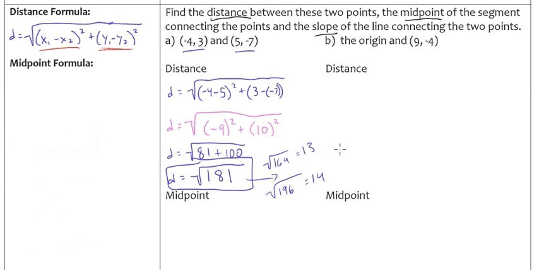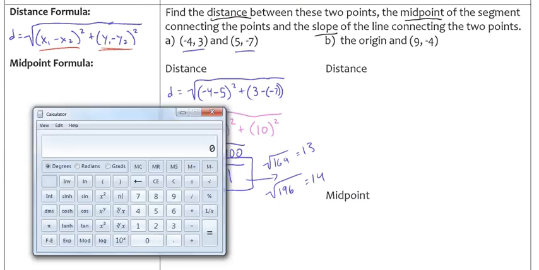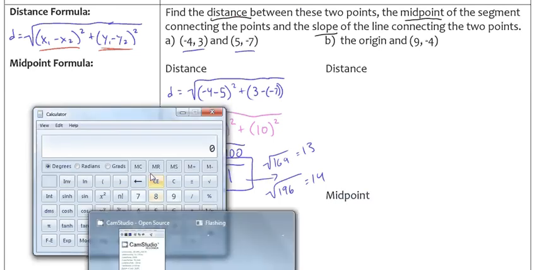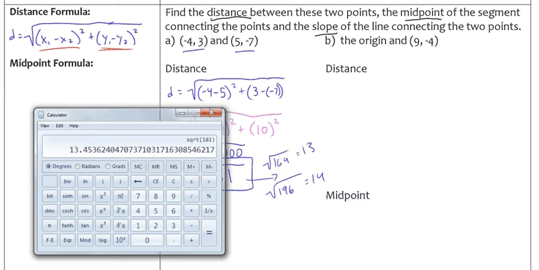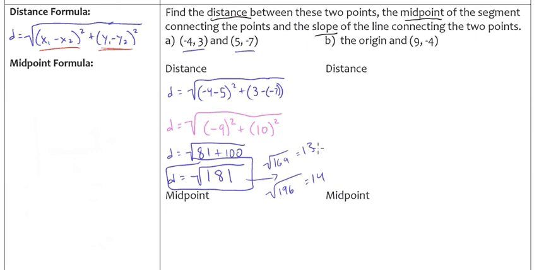And actually, let's go ahead and grab the calculator and find out exactly what it is. So the square root of 181, 13.45. So there we go. If you needed to be very exact with your calculator, you can get that answer. But even without a calculator, you should be able to figure out and reason through that it's 13 point something in here. All right. Now let's go ahead and figure out our midpoint.